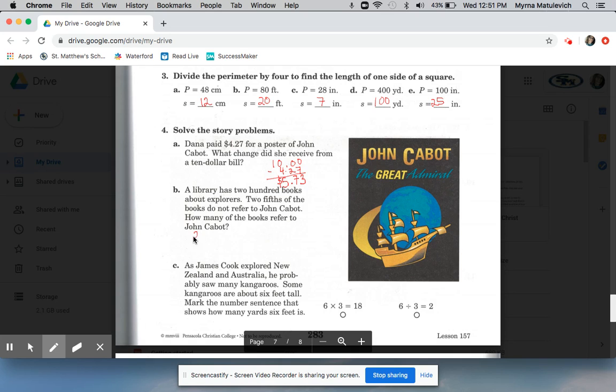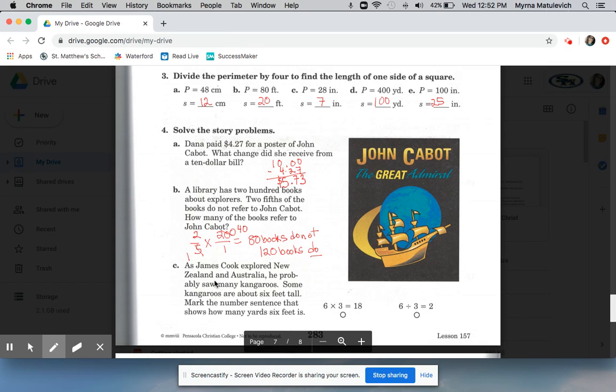So we want to find 2/5 times 200 equals. So 2/5 times 200 over 1. I canceled. 5 divided by 5 is 1. 200 divided by 5 is 40. 2 times 40 is 80. 80 books do not refer to John Cabot, but they want to know how many books refer to John Cabot. So 200 minus 80 is 120. 120 books do refer to John Cabot.